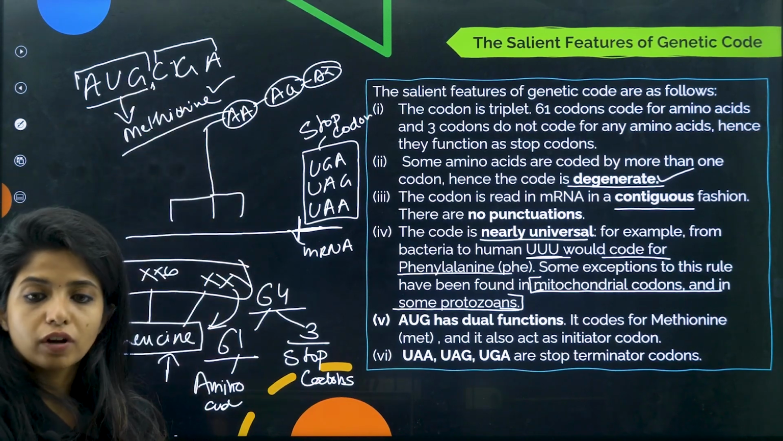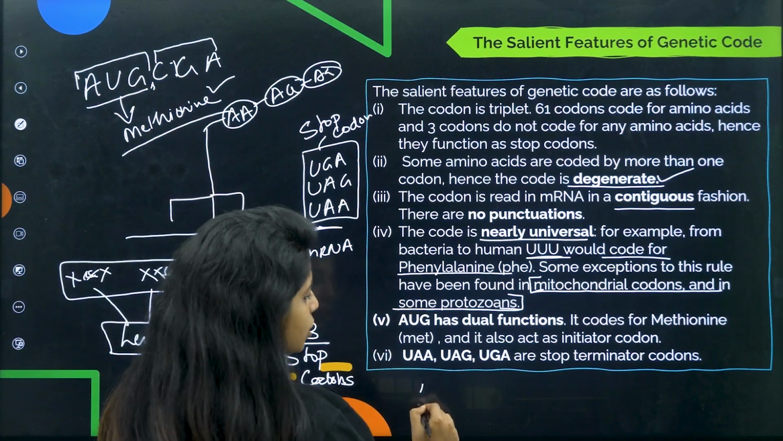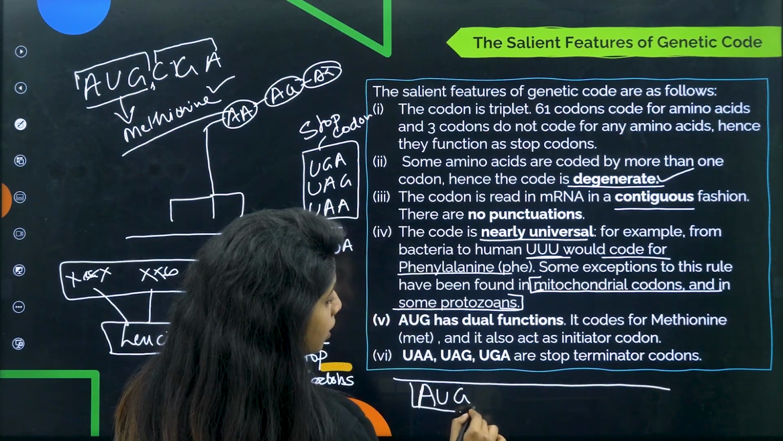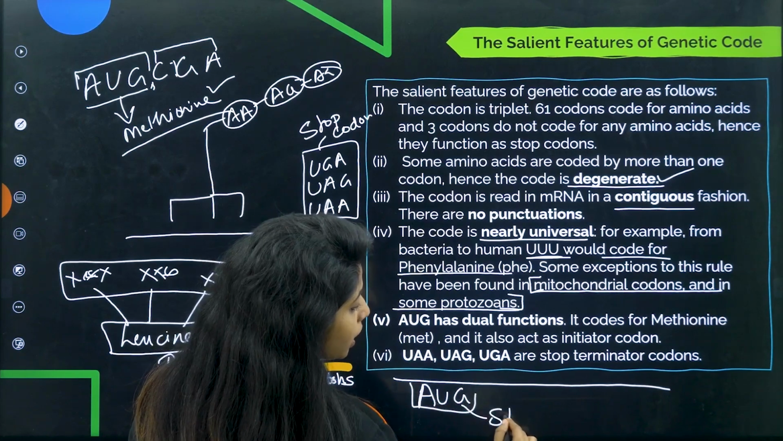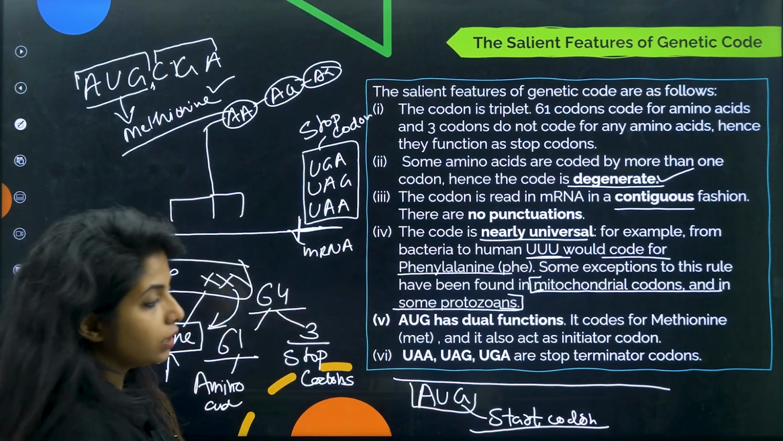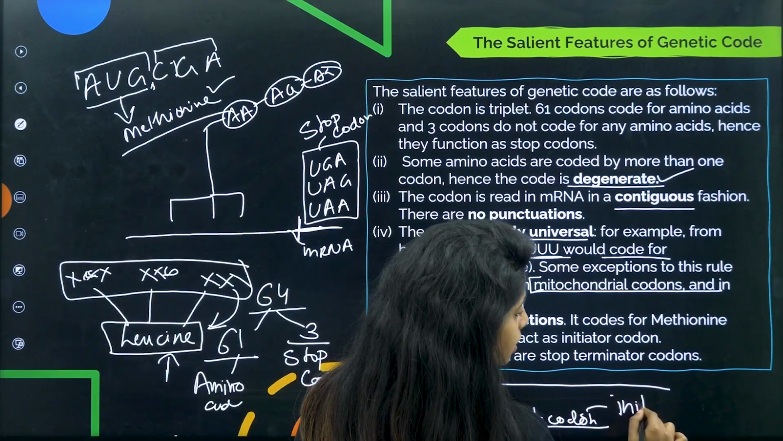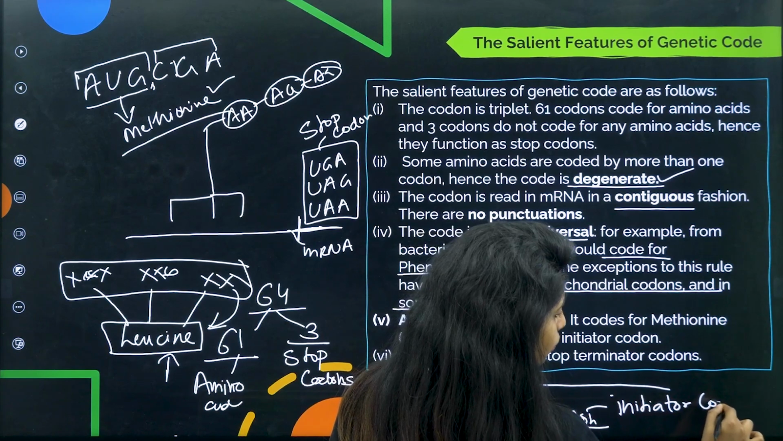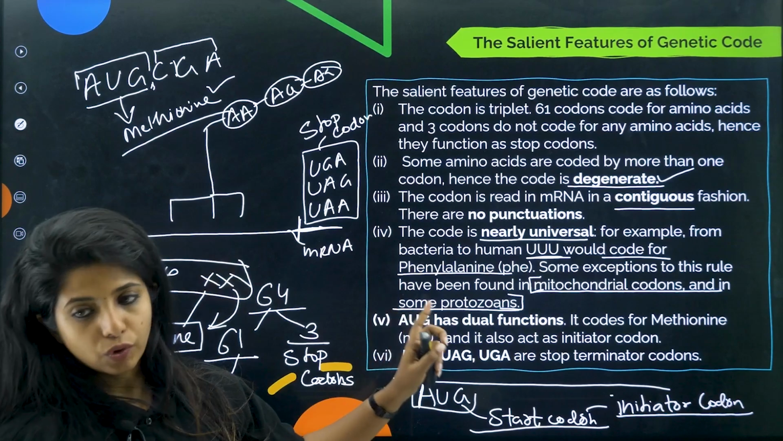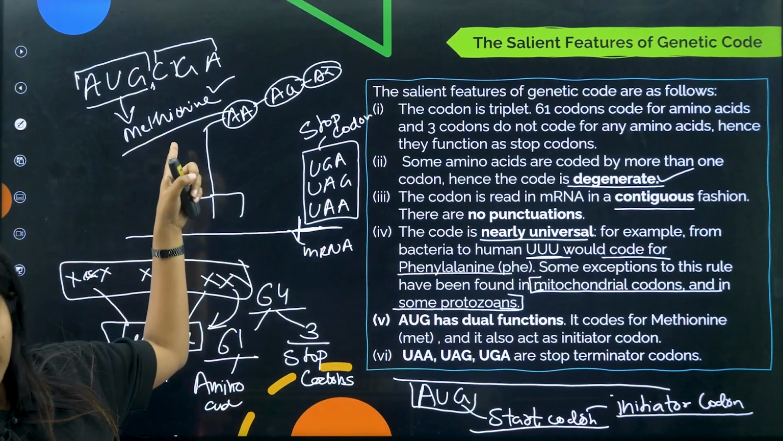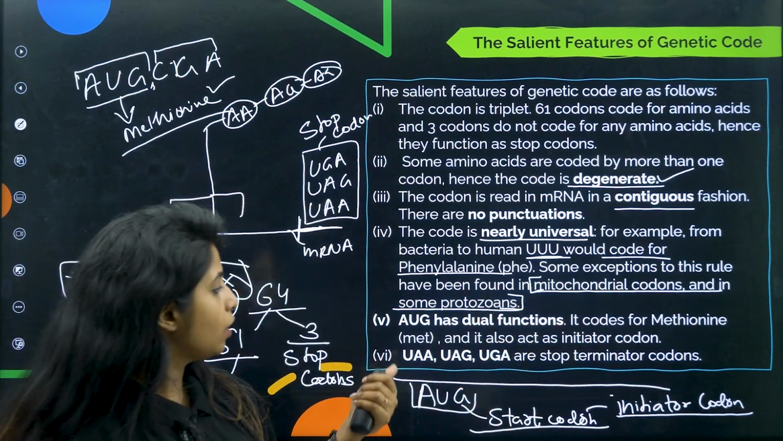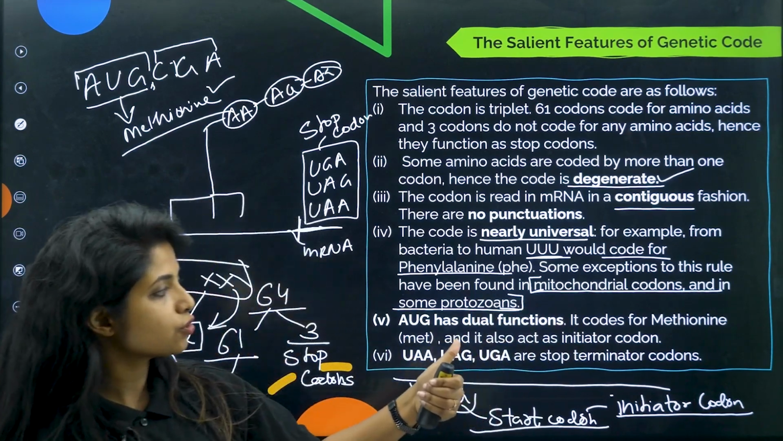The dual function is that whenever you find AUG in an mRNA strand, that means from this particular position the translation will start. So it is also acting as a start codon, or the initiator codon, because it is going to initiate things. So AUG has dual function: one is to code for methionine, and the other is to initiate the process of translation. Now UAA, UAG, UGA are stop or terminator codons.